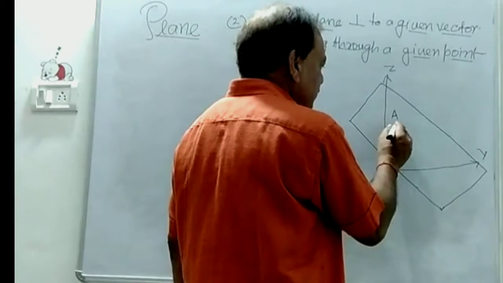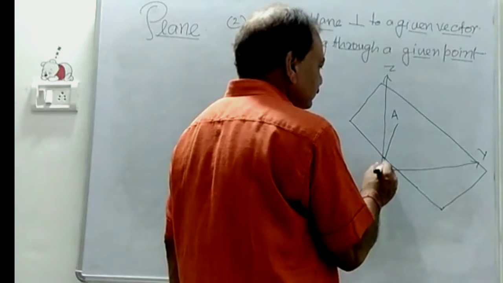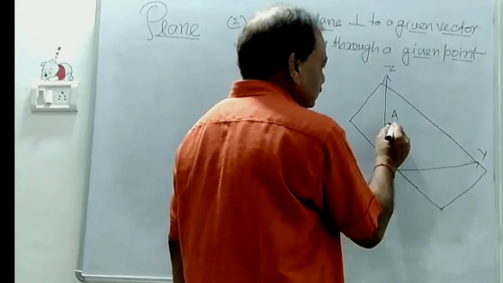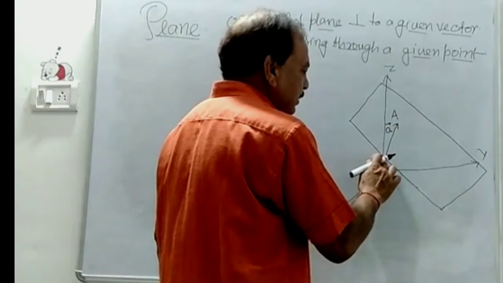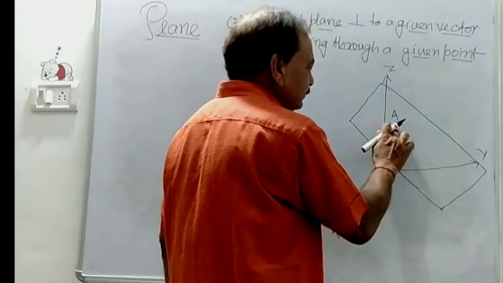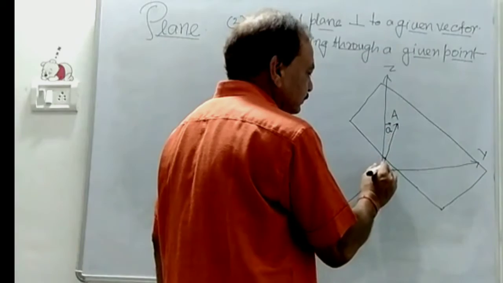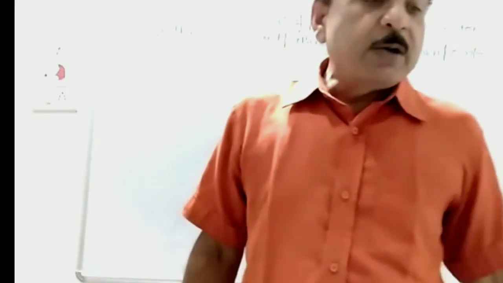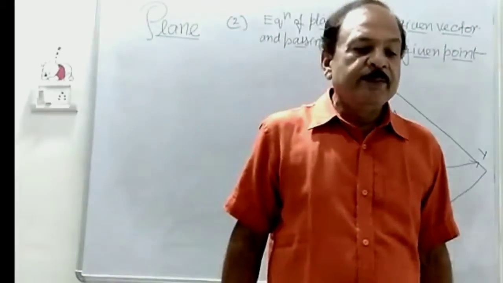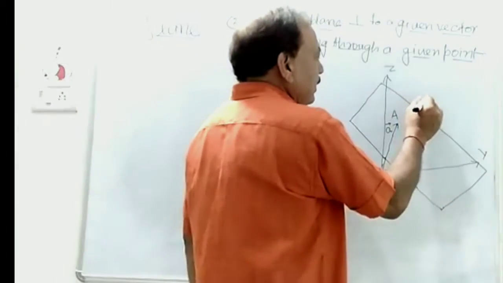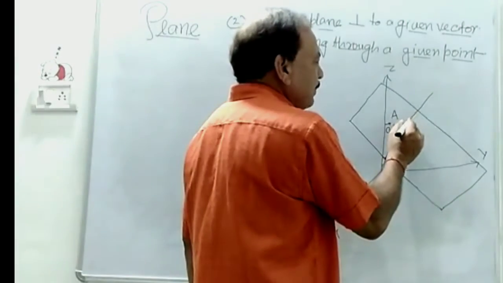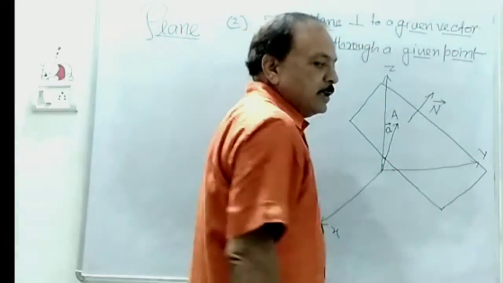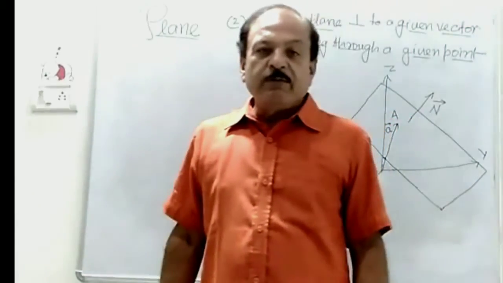with the position vector of this point given. The plane passes through a given point A, and the normal to the plane is given. The plane is perpendicular to the vector N. This plane is given perpendicular to the vector N.